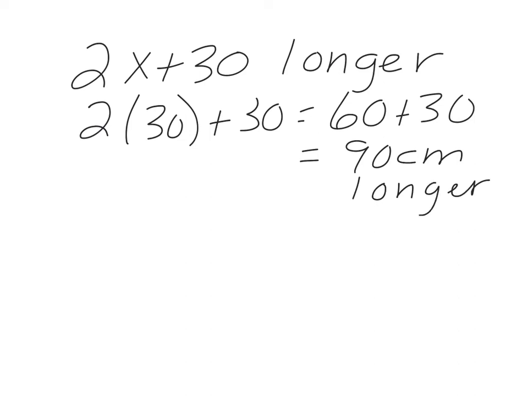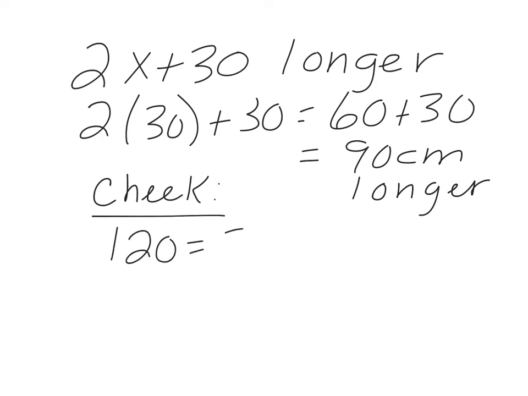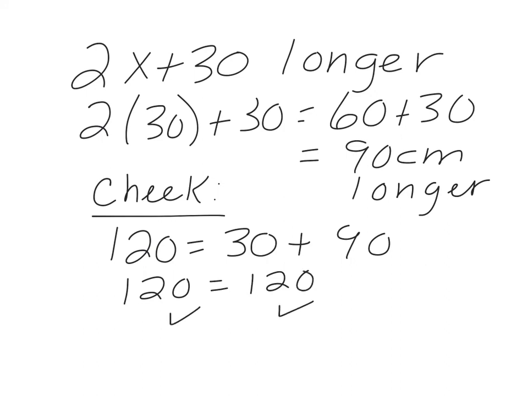Now we should always go back up and check that in the original equation, just to make sure that what we have found for the variable value is in fact correct. So 120 is equal to x, which is 30, plus the 2x plus the 30 for the longer piece, which is 90. 120 is equal to 120. The left side is equal to the right side. So now we are prepared to answer the question and say that the longer piece is 90 centimeters.